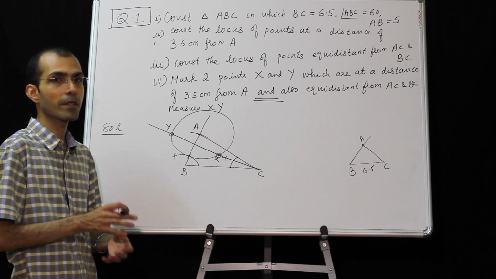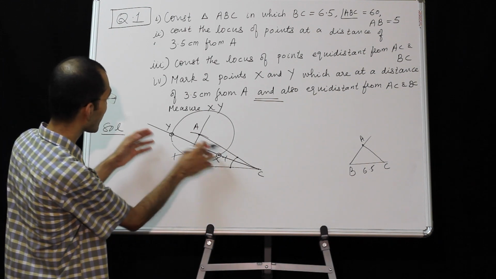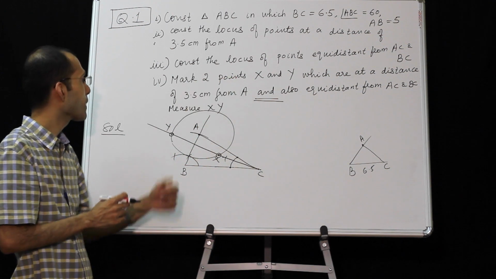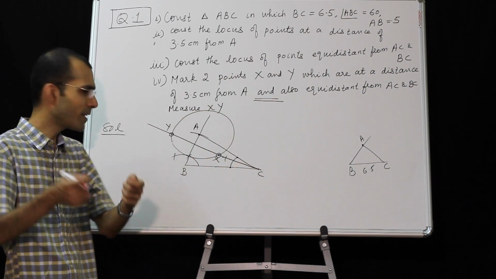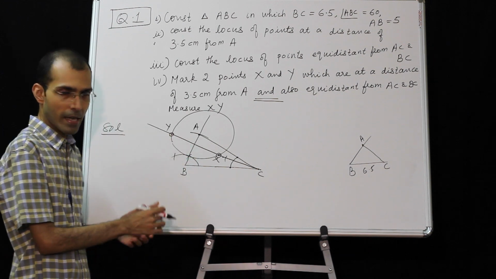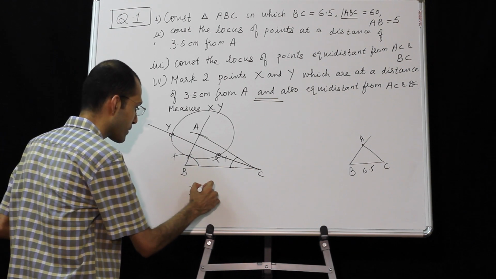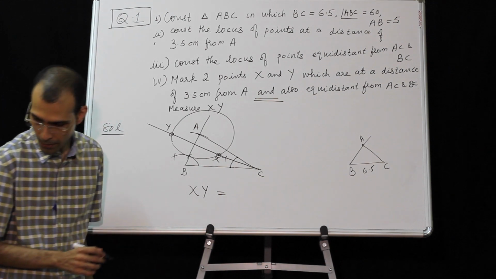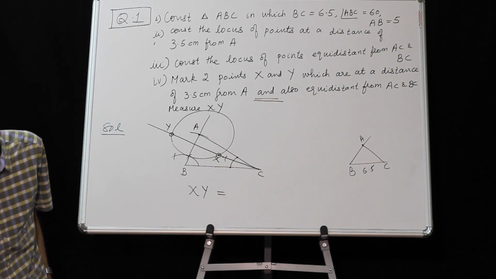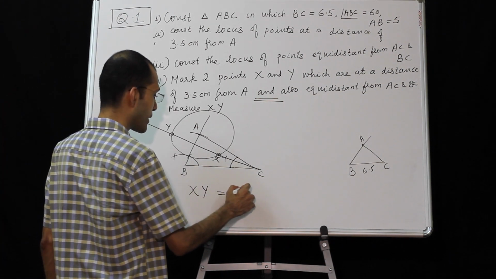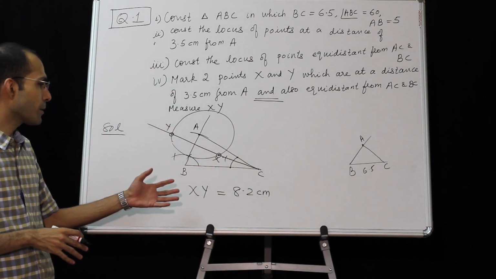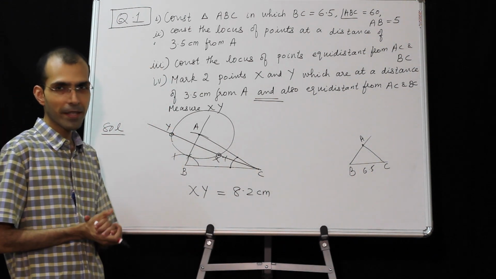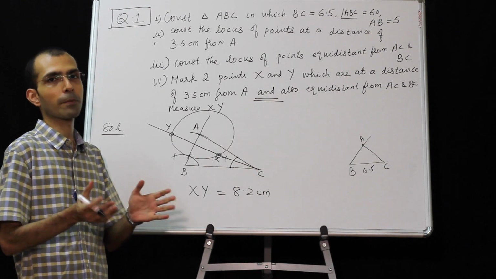Otherwise, how will the examiner understand? You cannot just say, okay, these are the 2 points. You have to mark them. Measure XY. Now naturally you will take a scale, measure it, and you'll have to write XY equal to. Now this turns out to be 8.2 centimeter if you actually draw. An error margin of 1 millimeter is definitely permitted.